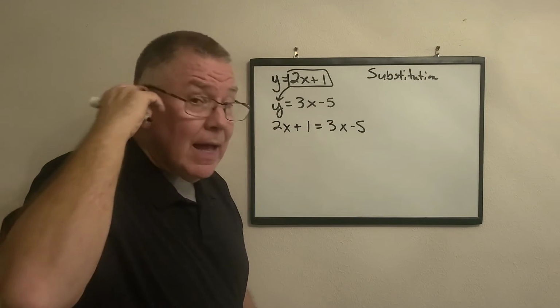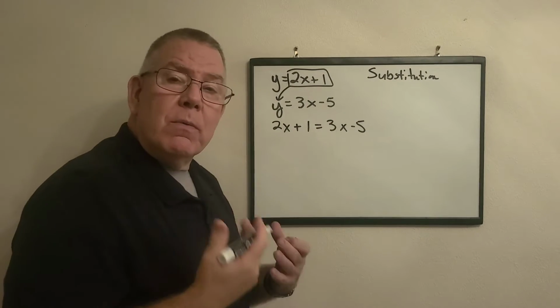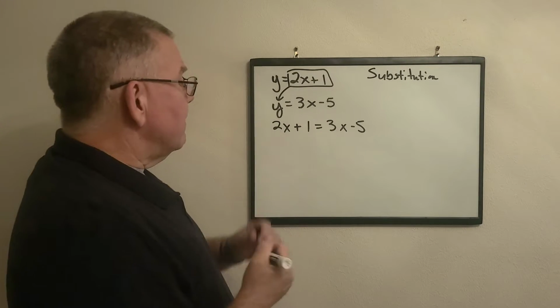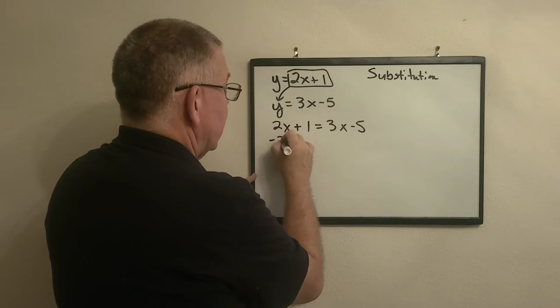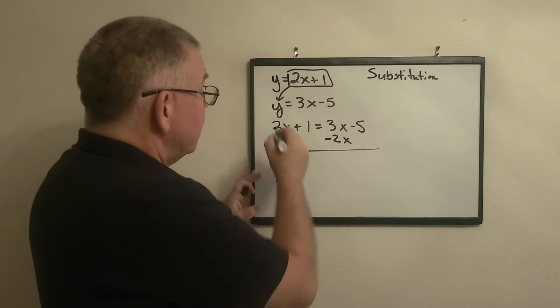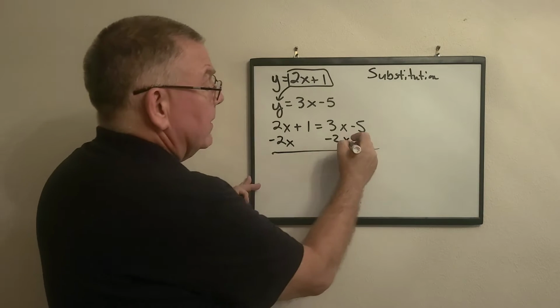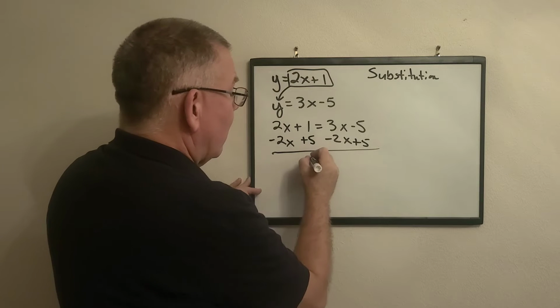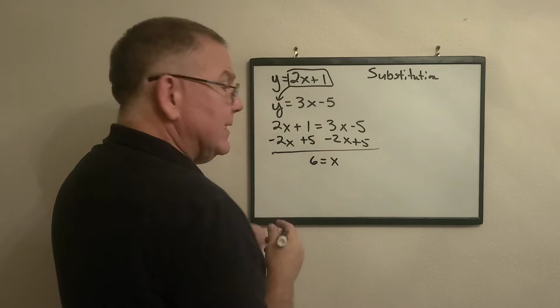Now, you will recognize this because this is what we've done with the equation with the variable on both sides. First thing I'm going to do, I'm going to subtract 2x from both sides. Okay, now this will go away, so I'm going to add 5. That will go away, so I have x equals 6.